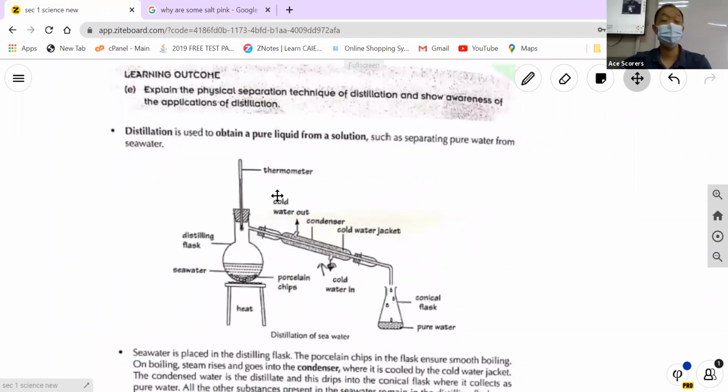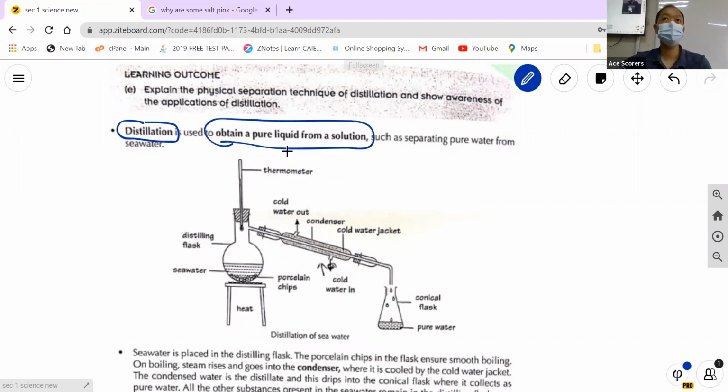Next, this is the one that's a bit harder. This is distillation. You got full marks for this. That's great. What is distillation? What is it used for? Distillation: pure liquid from a solution. You want to get a pure liquid from a solution.